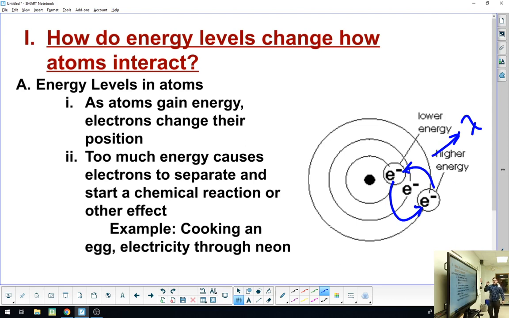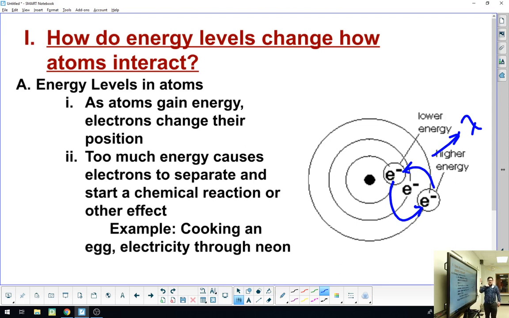So too much energy causes electrons to separate and start a chemical reaction or some other effect. For example, when we do some chemistry next semester, we're going to heat up some solutions and mix them together, and by them being in a high energy state, it allows that chemical reaction to happen a little bit faster.